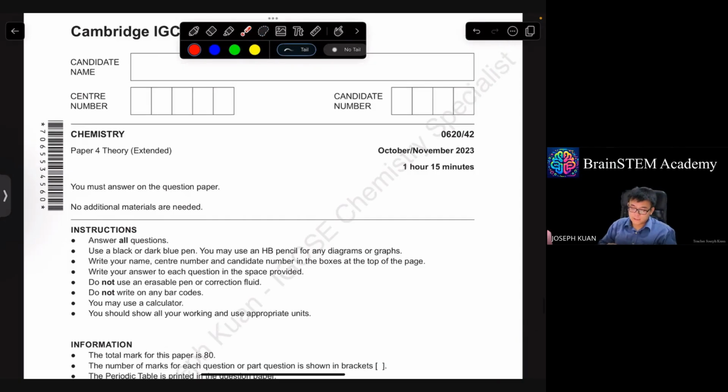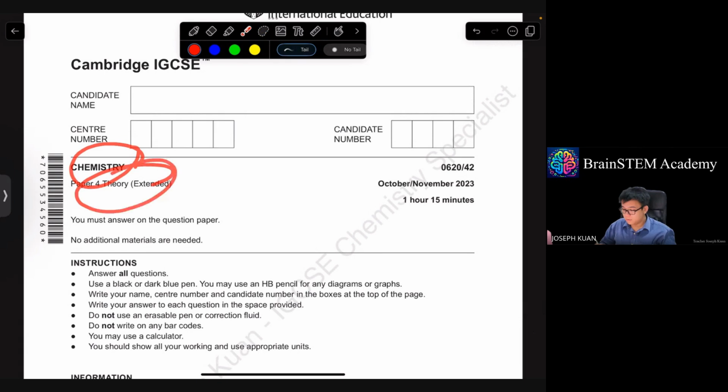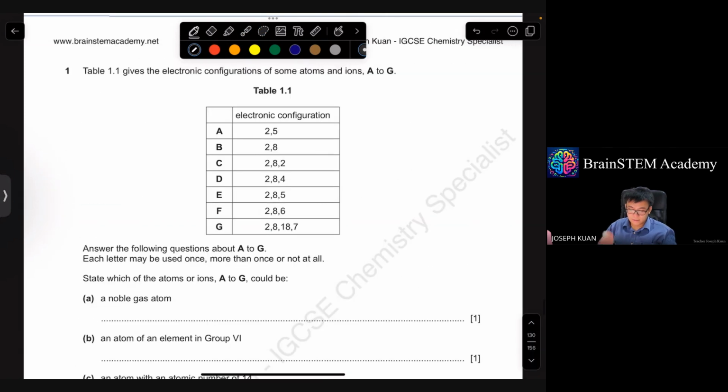This is Cambridge IGCSE for Chemistry, Paper 4, Theory, Variant 2, October-November 2023. Question number 1. Table 1.1 gives the electronic configurations of some atoms and ions A to G. Answer the following questions about A to G. Each letter may be used once, more than once, or not at all.